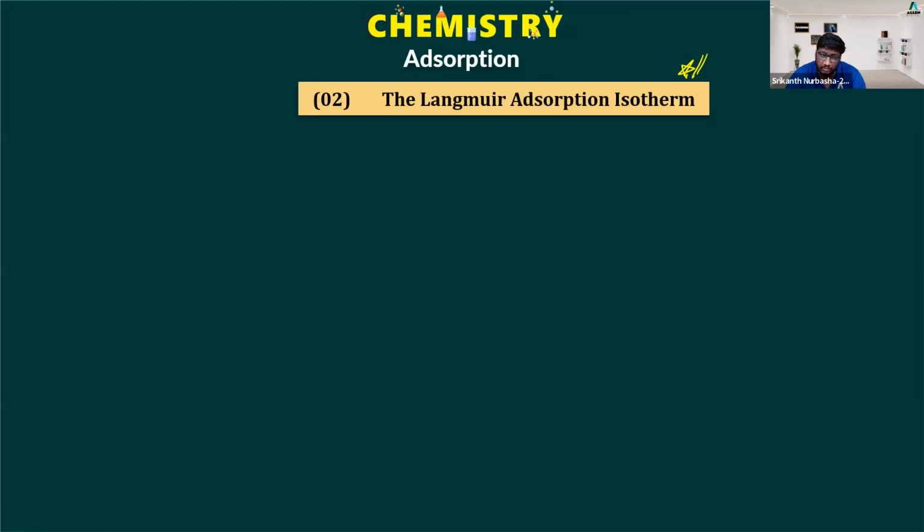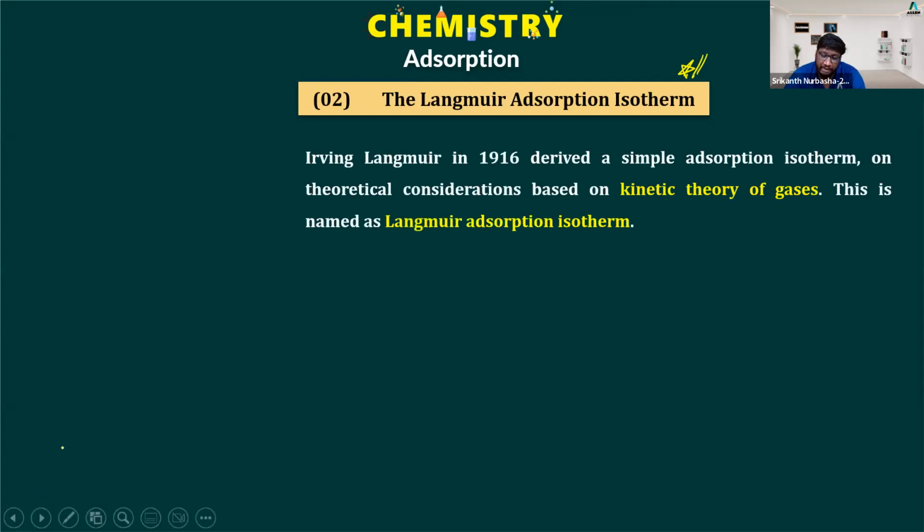Langmuir adsorption isotherm. This Langmuir adsorption is mainly useful for chemical adsorption, and it has taken surface area into account. Langmuir in 1916 derived a simple adsorption isotherm on theoretical considerations based on kinetic theory of gases. This was named as the Langmuir adsorption isotherm. But what was his theory and how he has actually given the formula, you can understand from the respective postulates. According to Langmuir adsorption isotherm, there are two forces: one is condensation, other is evaporation. Let us take the postulates now.